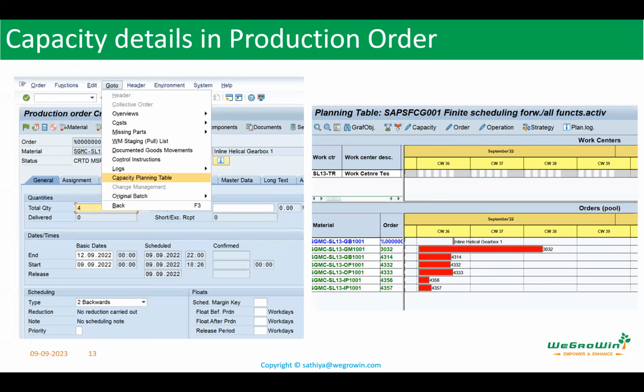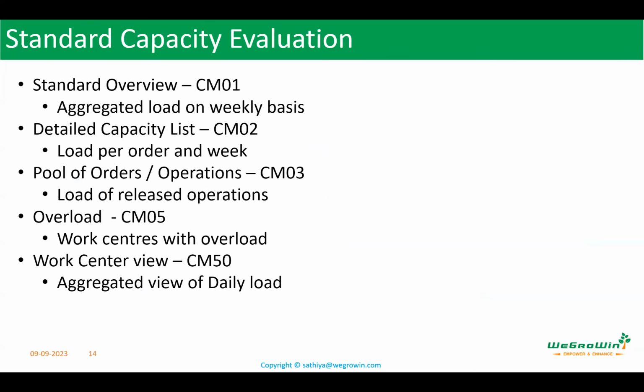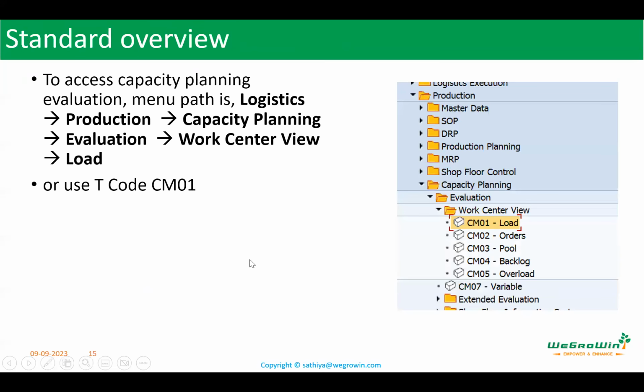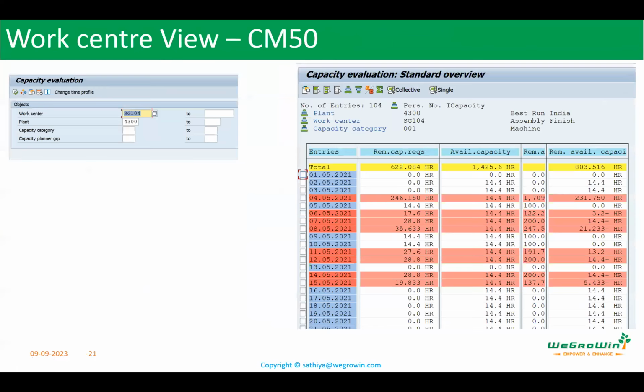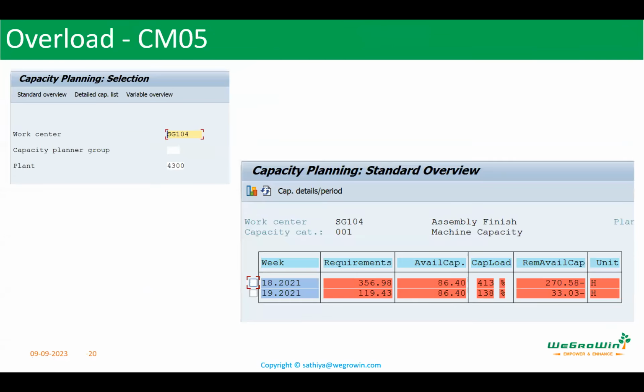So here I can do the capacity planning table. We can see the details. Now I showed you CM01, CM02, like this we can see the details. Also here CM50 is another transaction. CM01, these things we checked. CM05. CM05 overload means in which week it is overloaded, only that will show.